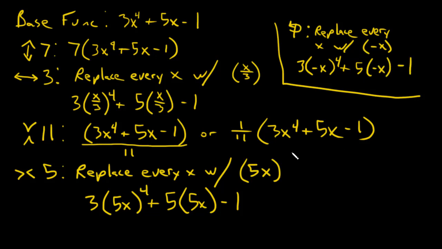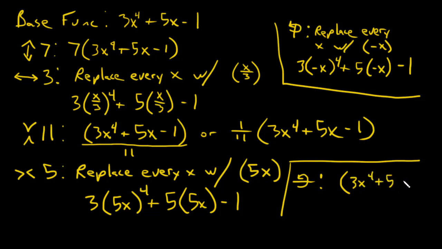Okay? And down here, so we don't forget it, I want to flip this function across the x-axis. Which way is the motion happening? It's flipping vertically. So this is a vertical transformation. So all I do is I take the original function, the entire function, put it in parentheses, 3x to the fourth plus 5x minus 1, and put a negative sign in front of it. And that flips it vertically.